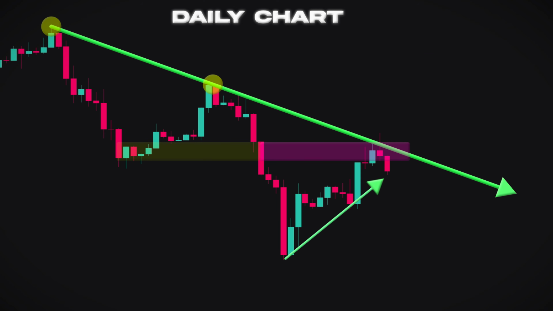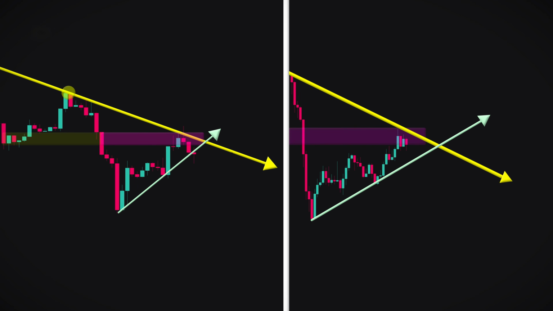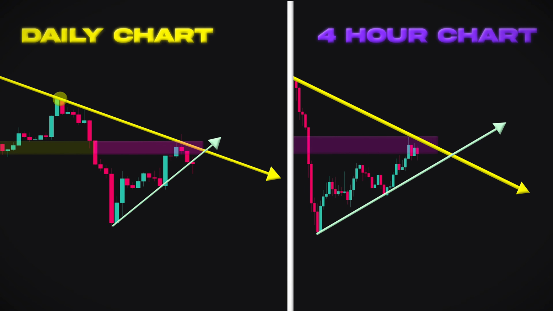The next step is to draw a tighter trend line, similar to the one we've already drawn. However, with tight trend lines, there's always the risk of fake breakouts, where the price briefly moves past the trend line but quickly reverses. To avoid falling for this, we'll check the same chart on a lower time frame. On the left, we have the daily time frame, and on the right, the 4-hour time frame.